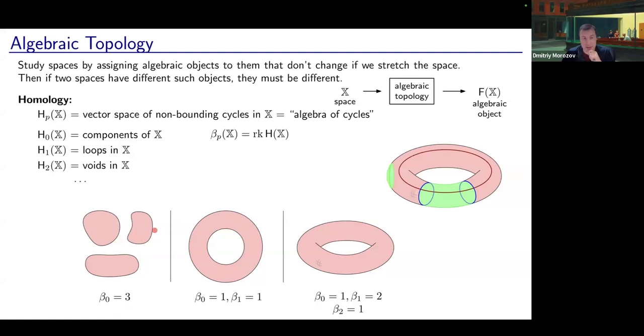So Betti 0 is 3 in this case because there are 3 connected components. For an annulus, Betti 0 is 1. Betti 1 is also 1 because there is one connected component and there is one sort of hole. And for the torus, Betti 0 was 1 because there was one connected component. Betti 1 was 2, so the blue cycle and the red cycle are 2 basis elements for the one-dimensional homology. And Betti 2 is 1 because the torus is like a tire tube, right? It's hollow inside, so there's a void inside. Okay, I hope this rings a bell because this is sort of the extent to which I'm going to give intuition for anything.